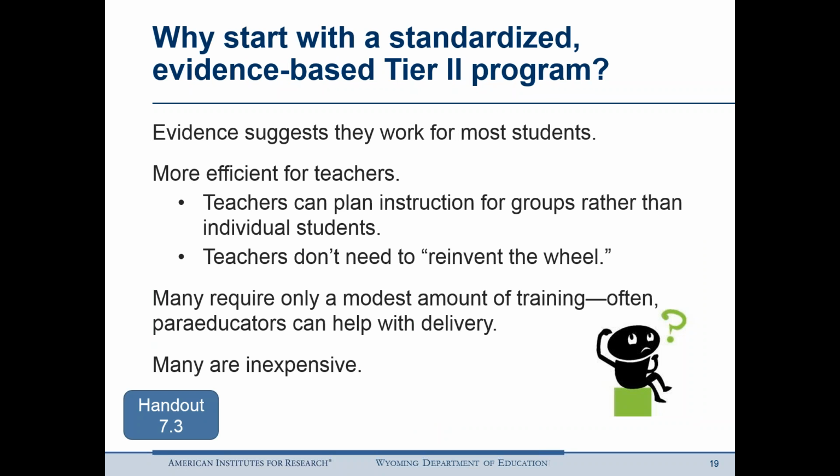Teams should consider starting with a standardized, evidence-based Tier II intervention for several reasons. When properly trained and properly aligned to the student needs, they tend to work. They're more efficient. Teachers can plan instruction for groups rather than individual students, and teachers don't need to reinvent the wheel. Many require only a modest amount of training, and often paraeducators can deliver the interventions, and many are inexpensive. For a list of available resources for how to select Tier II interventions, consider checking out Handout 7.3 in your participant workbook.